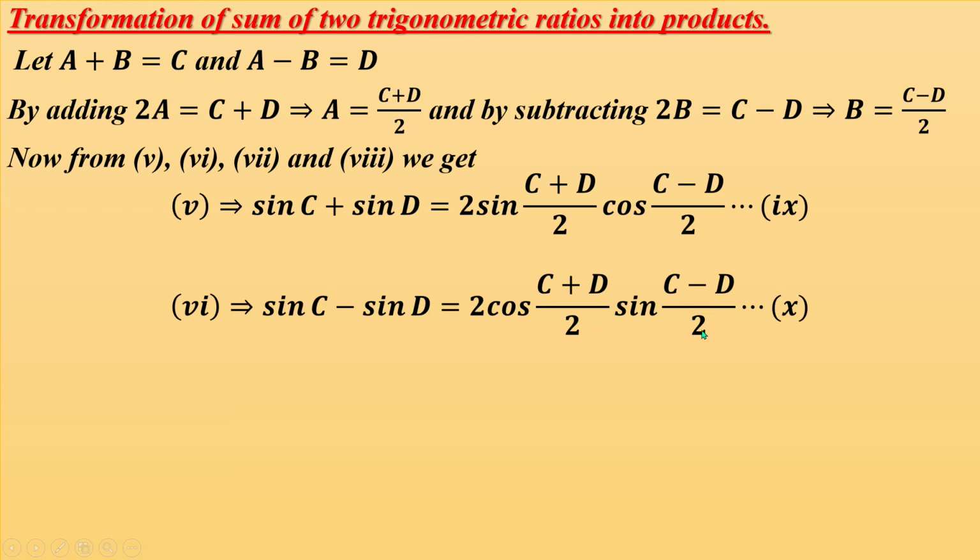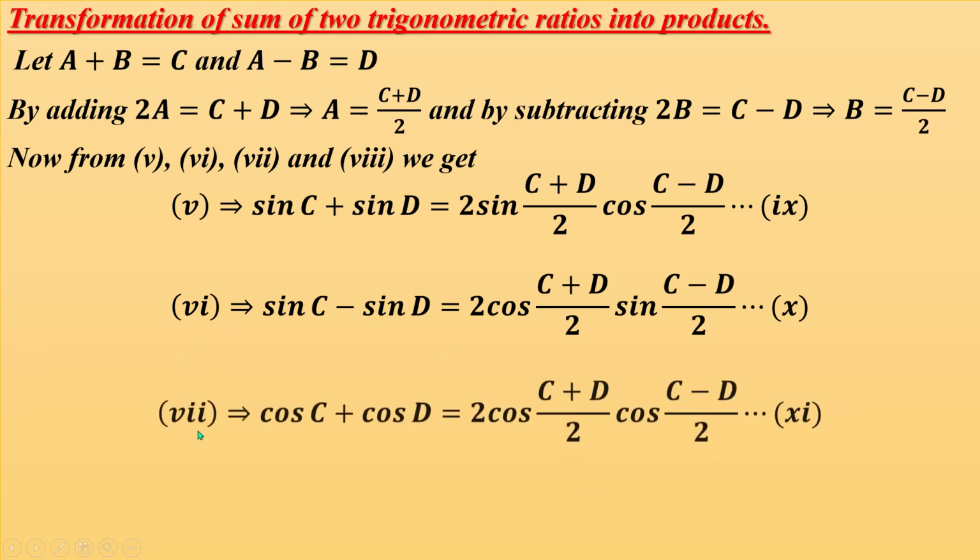Just putting the value of a plus b equal to c and a minus b equal to d, and also putting a equal to (c plus d) by 2 and b equal to (c minus d) by 2. As a result we will get this relation.